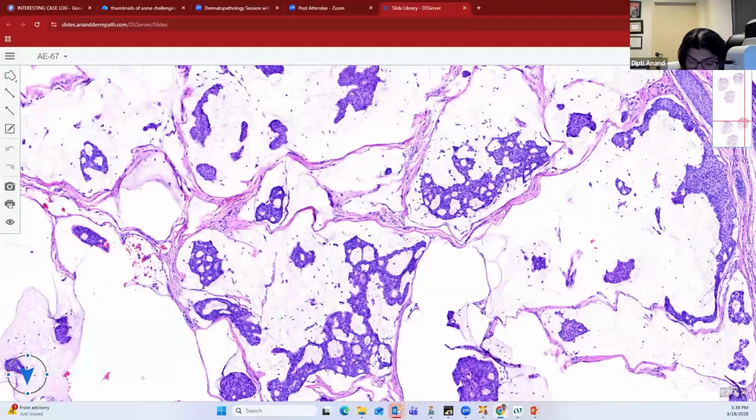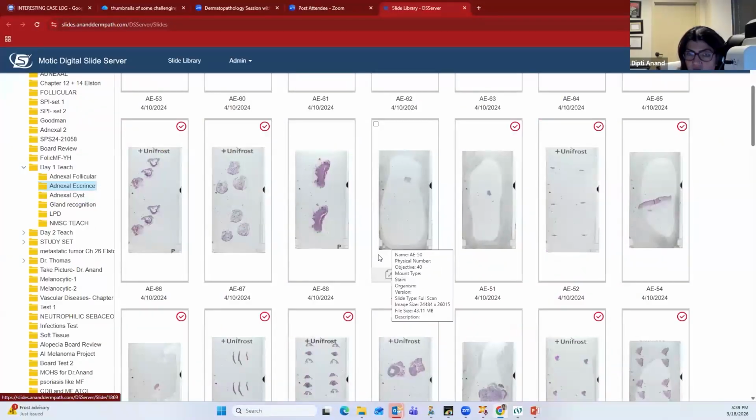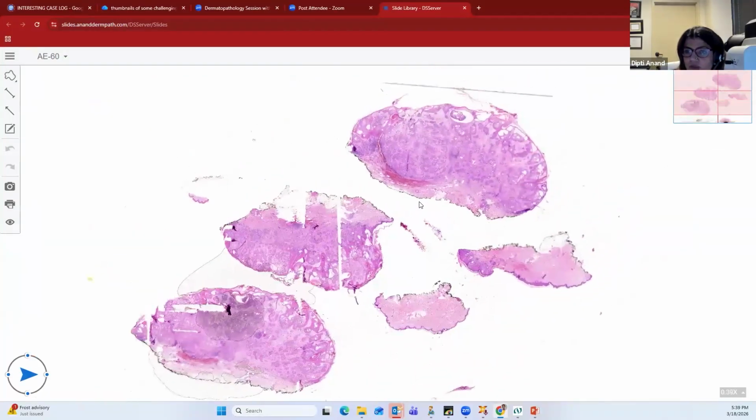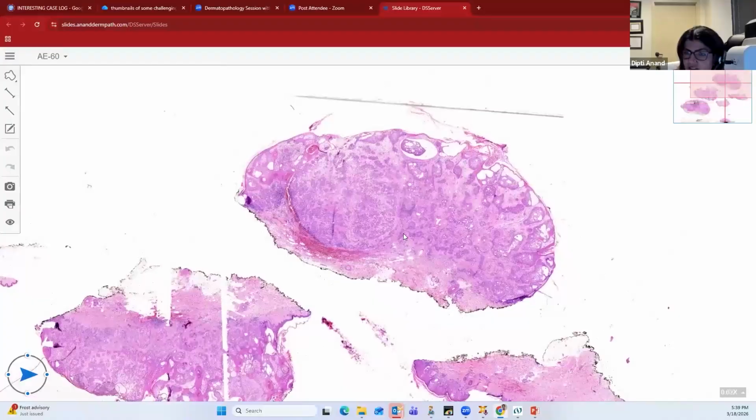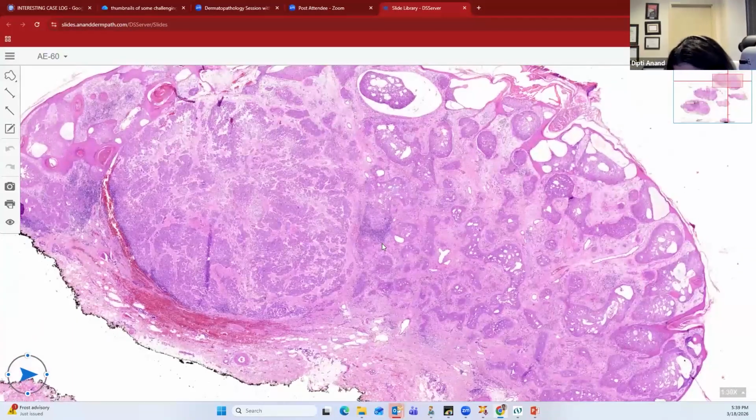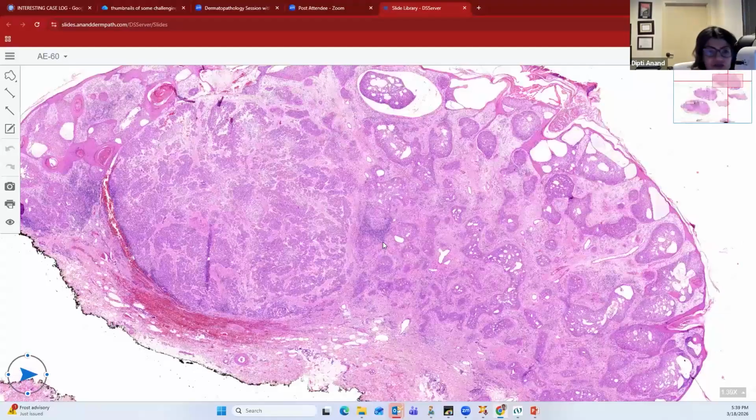The last tumor that I'm going to talk about, which is an important board question, is a porocarcinoma. Porocarcinoma is probably one of the most common malignant adnexal tumors, and it's important to recognize it because these can be high-risk aggressive tumors. They can metastasize, and they can present with perineural and lymphovascular invasion.